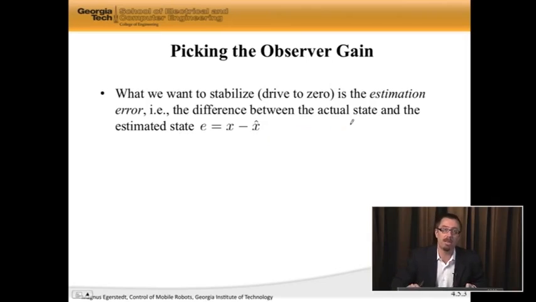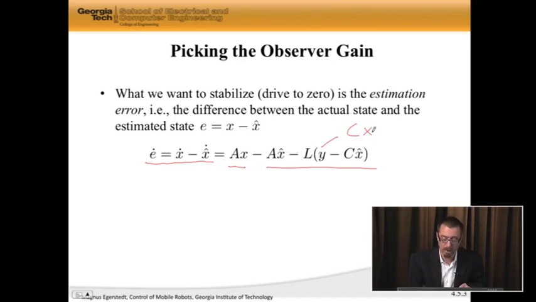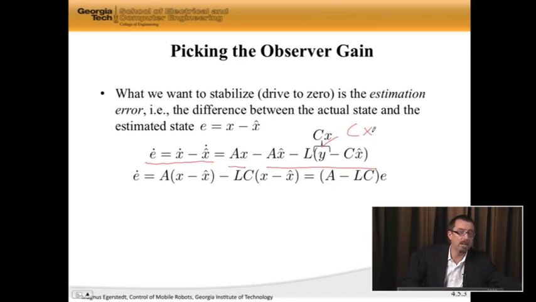So what we need to do first is write down the dynamics for my error equation. So e dot, well, that's x dot minus x hat dot. Well, x dot is just Ax. And x hat dot, well, we have this form, right? The A x hat plus L, y minus C x hat. And then we get the minus signs in front of everything. So this is my estimation error. Now, y is equal to C times x, right? So what I actually have here is e dot being A times x minus x hat, minus LC times x minus x hat.